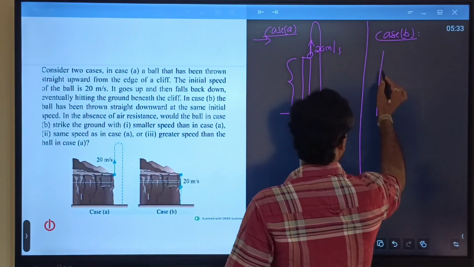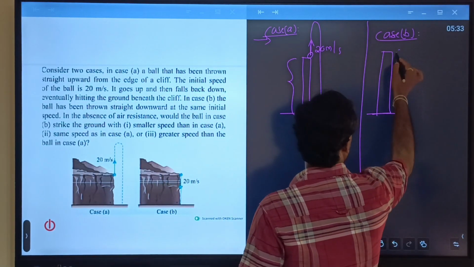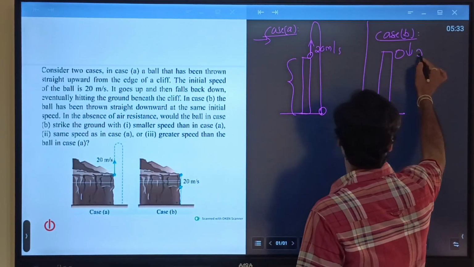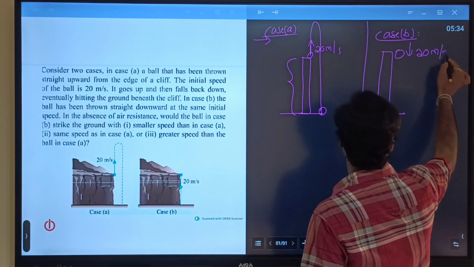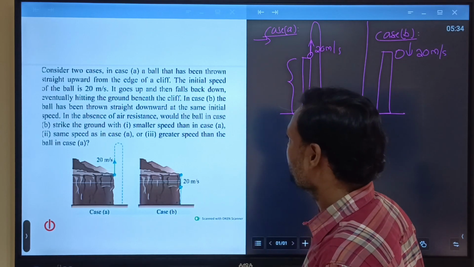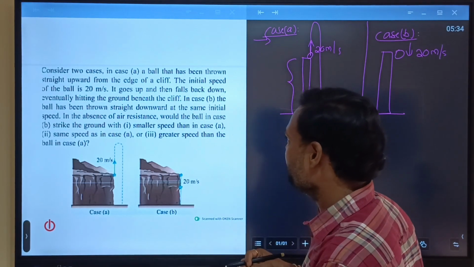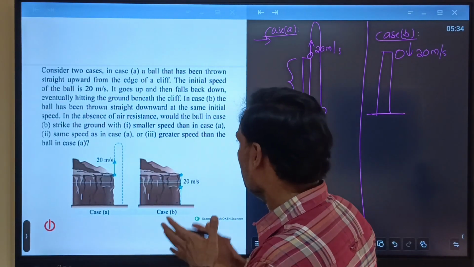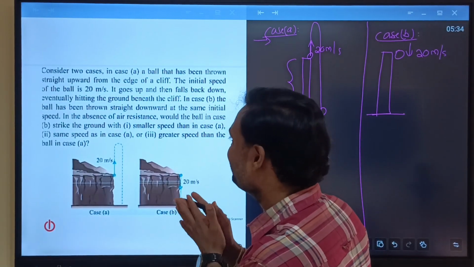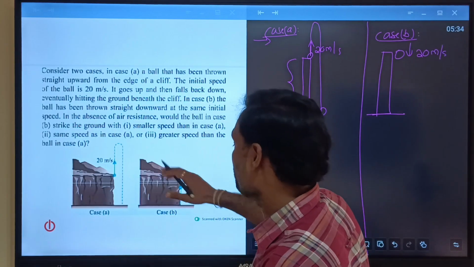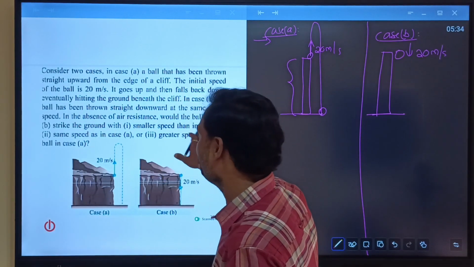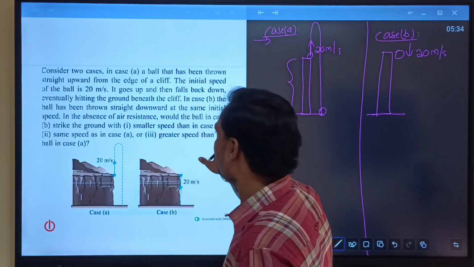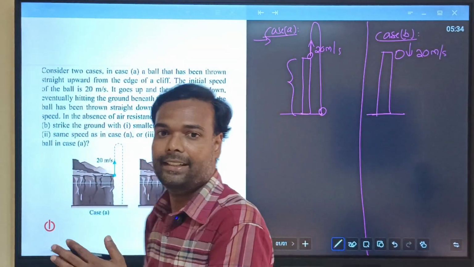That means this is the cliff, and here it is thrown in the downward direction with the same velocity, 20 meters per second, hitting the ground beneath the cliff, right, downward with the same initial speed. In the absence of air resistance, would the ball in case B strike the ground with question 1, smaller speed than in case A, question 2, same speed as in case A, question 3, greater speed than in case A?